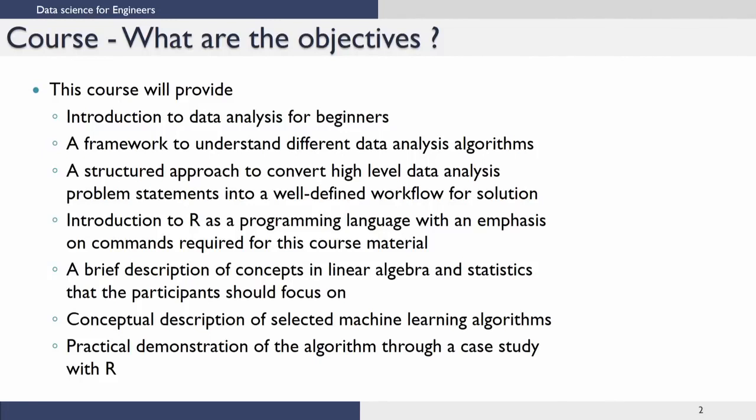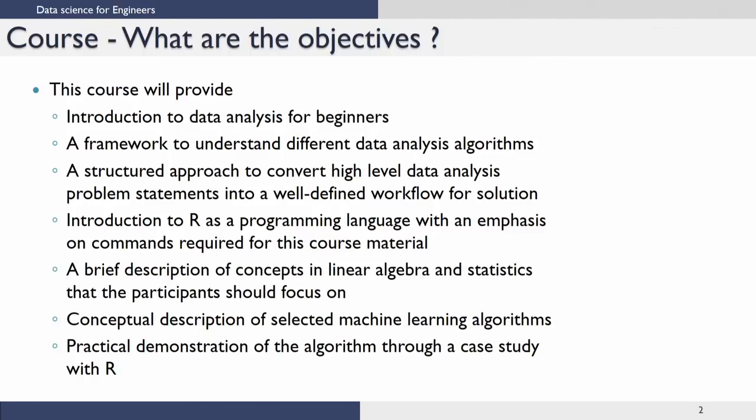When we talk about data analytics, there are several algorithms that one could use for doing analytics. So, as part of this course, we will try as much as possible whenever appropriate to explain all the concepts in terms of the data science problems that one might use them to solve. So, in that sense, we would try to give you a framework to understand different data analysis problems and algorithms, and we will also as much as possible try and provide a structured approach to convert high level data analytic problem statements into what we call a well defined workflow for solution. So, you take a problem statement and then see how you can break it down into smaller components and solve using an appropriate algorithm. So, these are at a conceptual level what we would expect the participants to take out of this course.